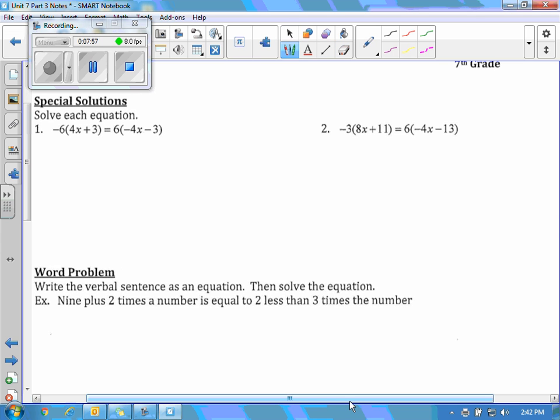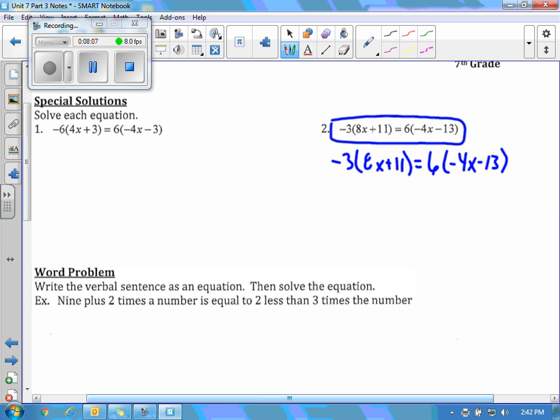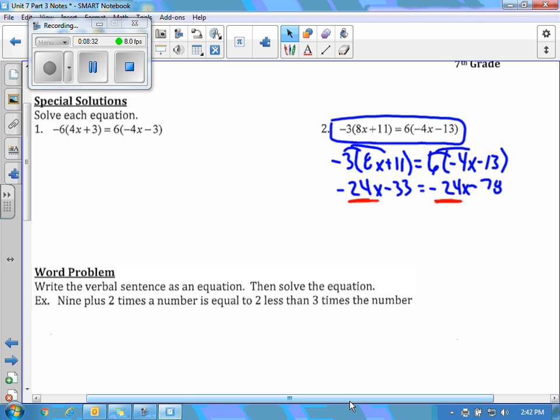again, I'm going to start by boxing and rewriting. So I have negative 3 times the quantity 8x plus 11 equals 6 times the quantity negative 4x minus 14. So again, I need to distribute on both sides. So I'll get negative 24x minus 33 equals negative 24x minus 78. So if you look, both sides have negative 24x, but their constant parts are not the same. So let's see what happens.